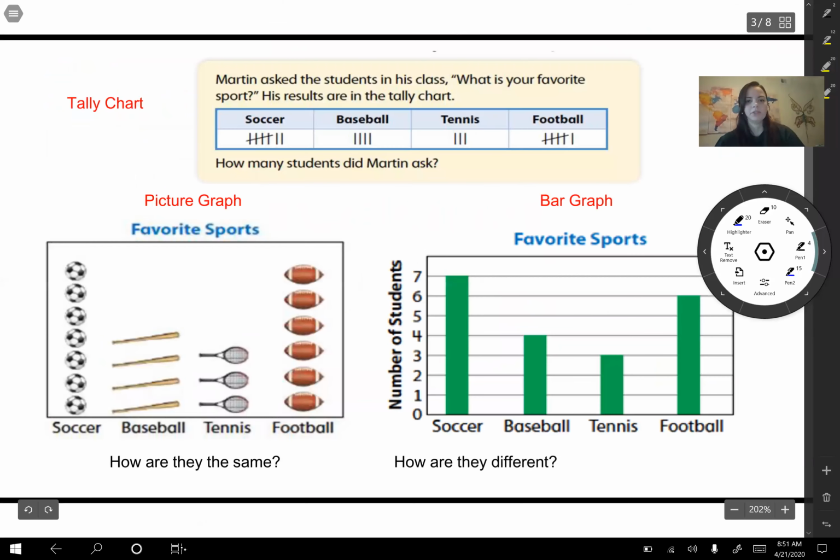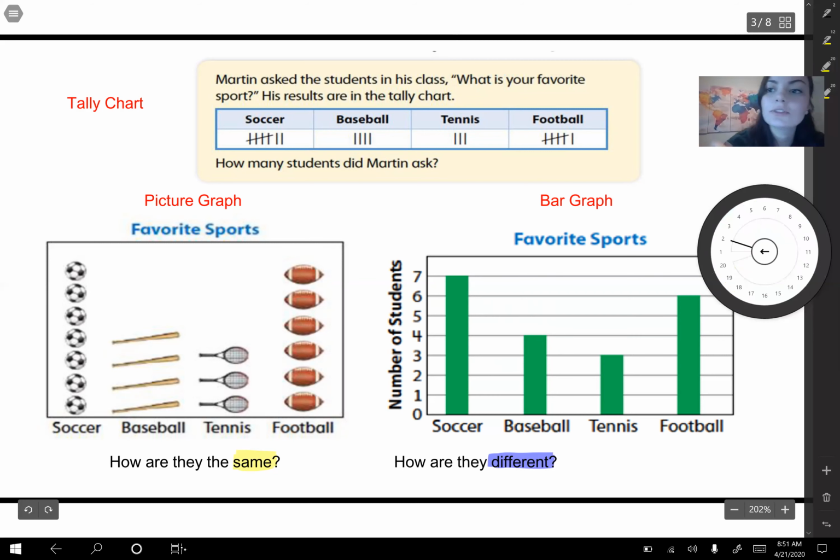All right, so we're gonna look at these three different graphs and we're going to see what we can notice. How are they the same and how are they different? Okay, so let's go ahead and figure that out.